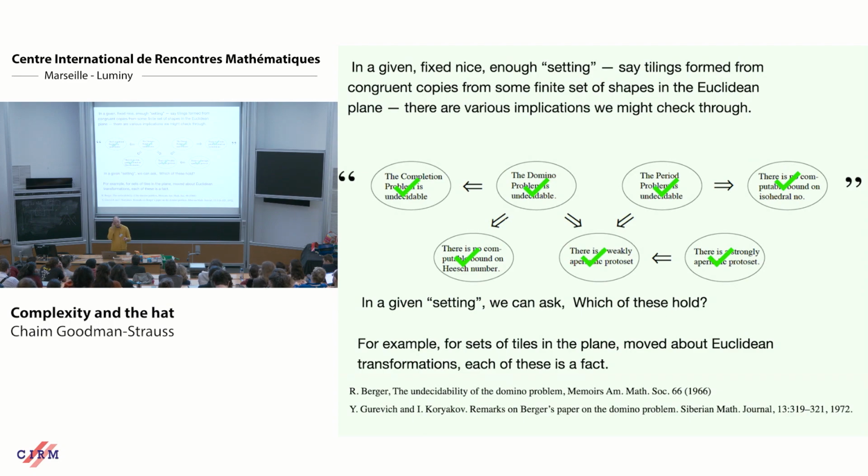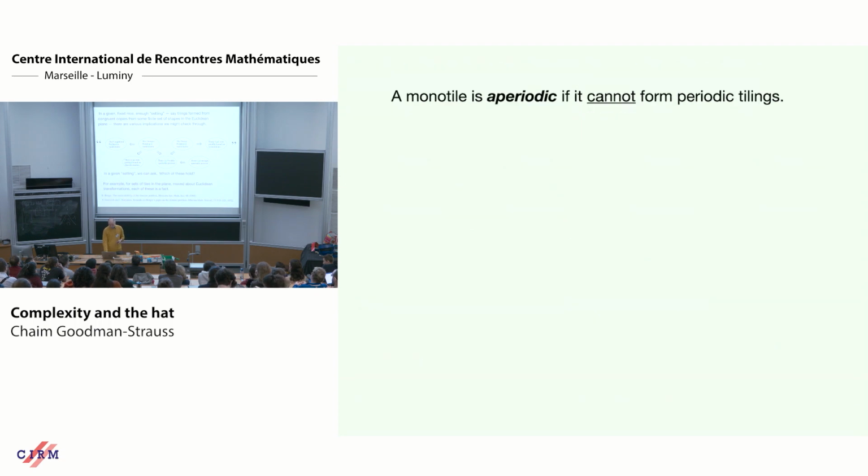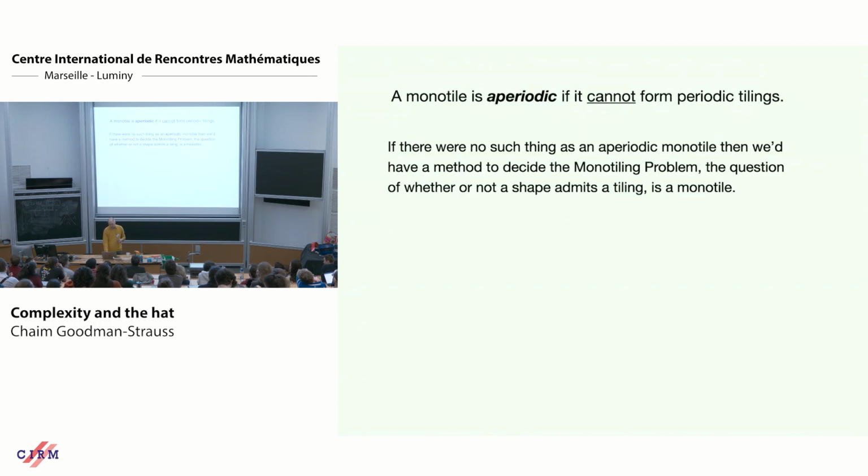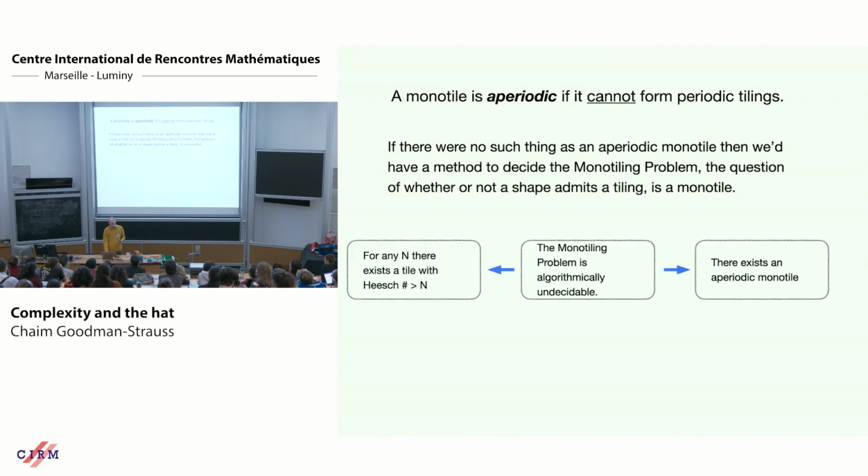And a number of people here have contributed to that. So Nicholas, for example, has shown that 5 polyominoes is sufficient to get the undecidability going. So again, a monotile is aperiodic if it can't form periodic tilings.